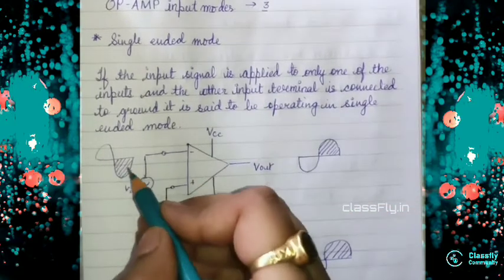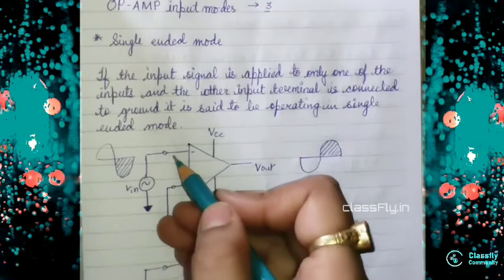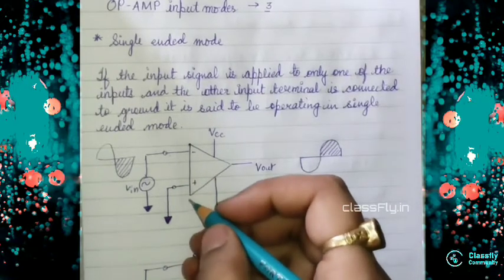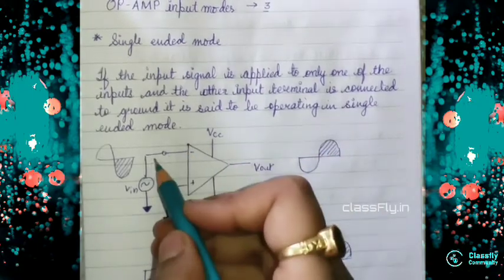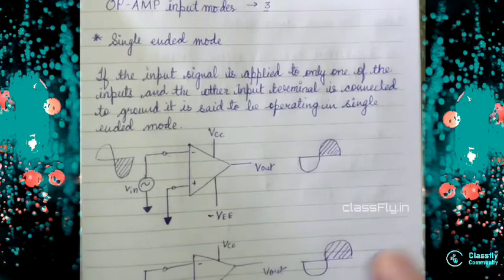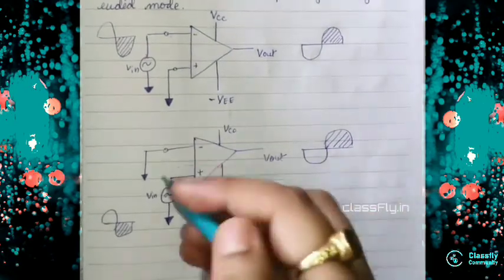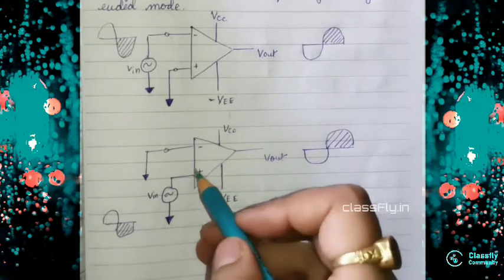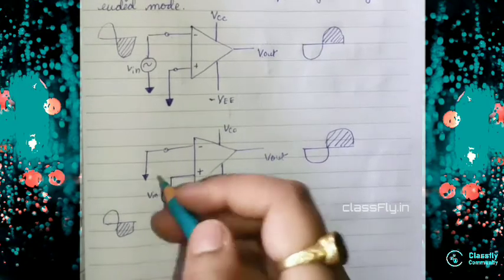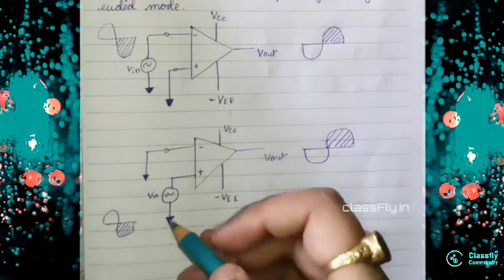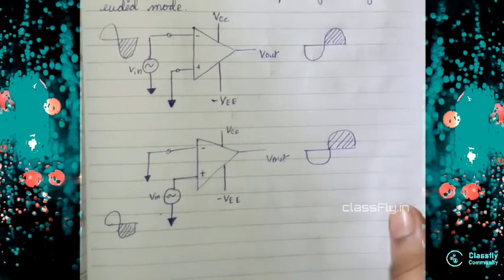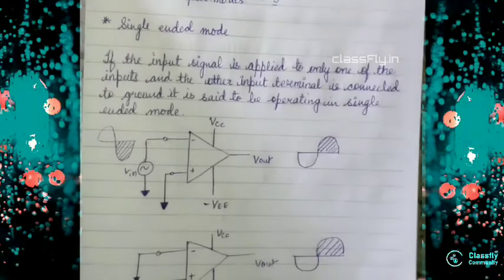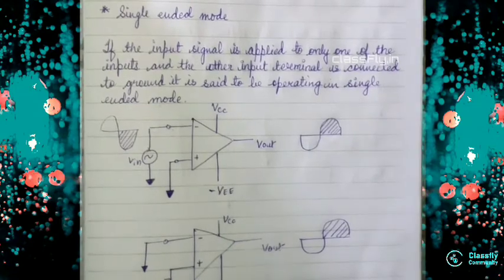That means if we give input to this input terminal, and don't give input to this terminal and connect it to the ground, our output will be on the basis of only the input which was provided. The similar thing if we do with the second input terminal, that is the non-inverting terminal: we give the input and ground the inverting terminal, then we will get the output with respect to our non-inverting terminal. I hope you understand what single-ended mode is. Yes, so let's move on to our next mode.